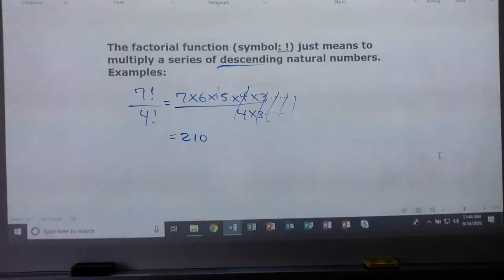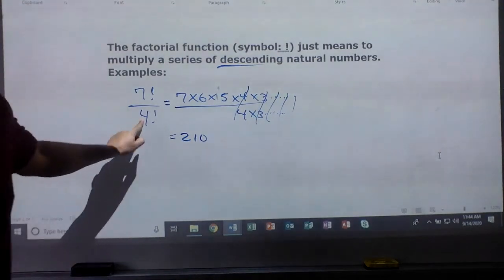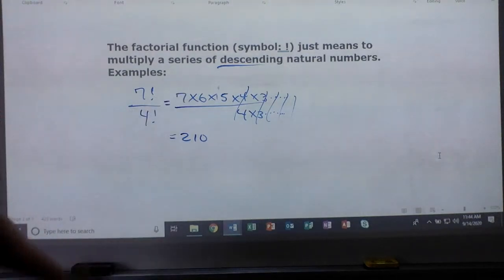So when you see an exclamation mark, you just multiply across until you get to 1. Unless you got something to divide here in the bottom. If you got something to divide, you just cancel the thing out.